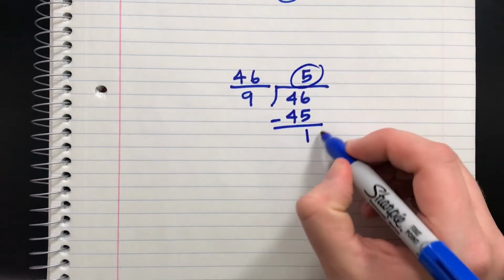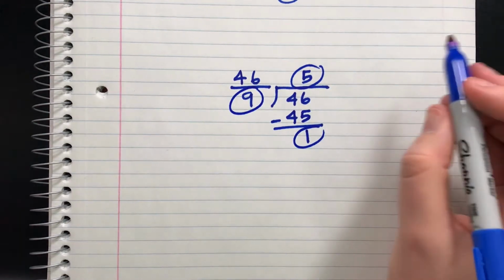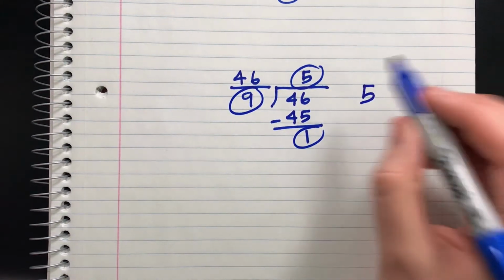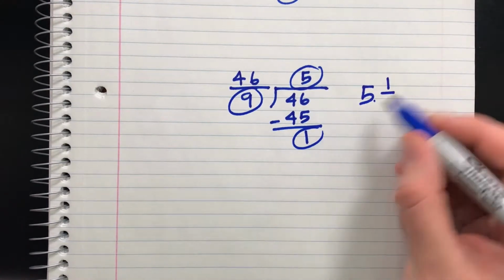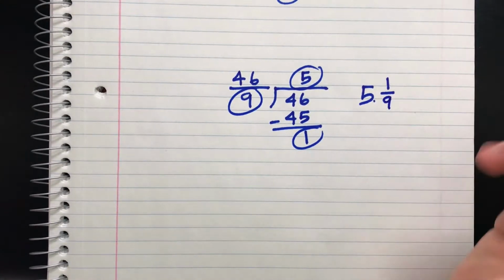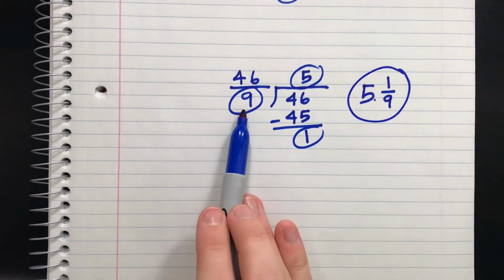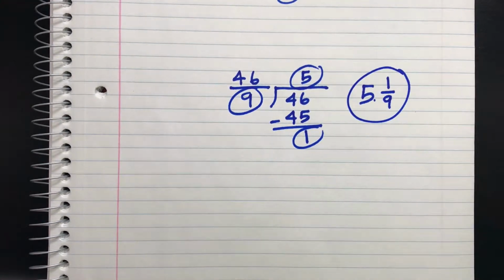So now 5, 1, and 9. 5 is our whole number. 1 is our remainder, so that's our numerator, and 9 is the denominator. So 46 over 9 turns into 5 1/9.